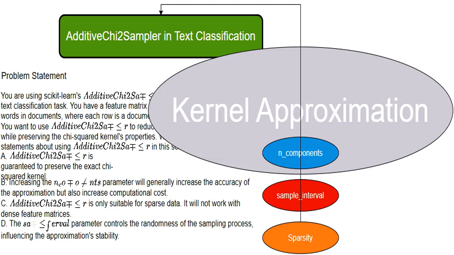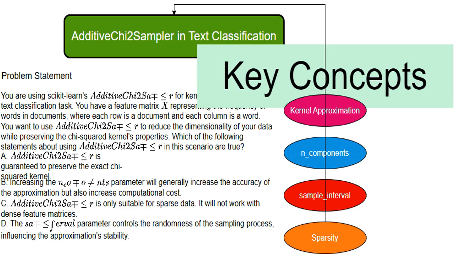I want you to understand that AdditiveChi2Sampler aims to reduce the size of the data while keeping the essence of the chi-squared kernel intact. That's kernel approximation in a nutshell. I'm highlighting some important concepts to help you understand the question, such as kernel approximation, the role of NCOMPONENTS and SAMPLEINTERVAL, and what data sparsity means. These concepts are the foundation of solving the problem.